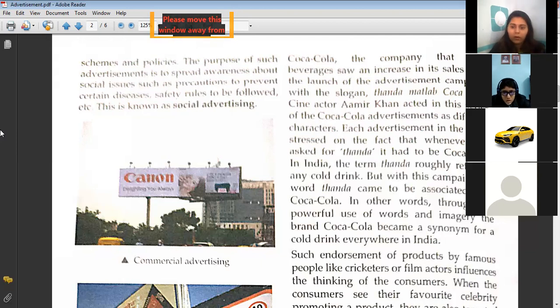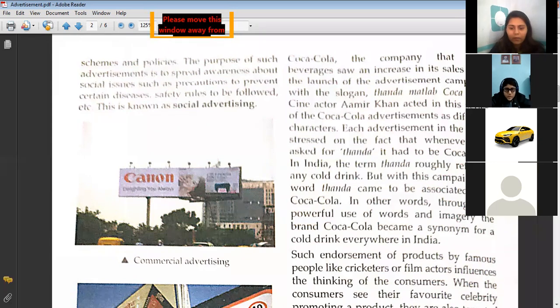Yes, ma'am. Okay. So in India, the term thanda roughly refers to any cold drink, but with this campaign, the word thanda came to be associated with Coca-Cola. It became a synonym for Coca-Cola. When somebody asks "kuch thanda pilayenge kya," people used to bring Coca-Cola for them, right? So that's how these videos and these campaigns have an effect.